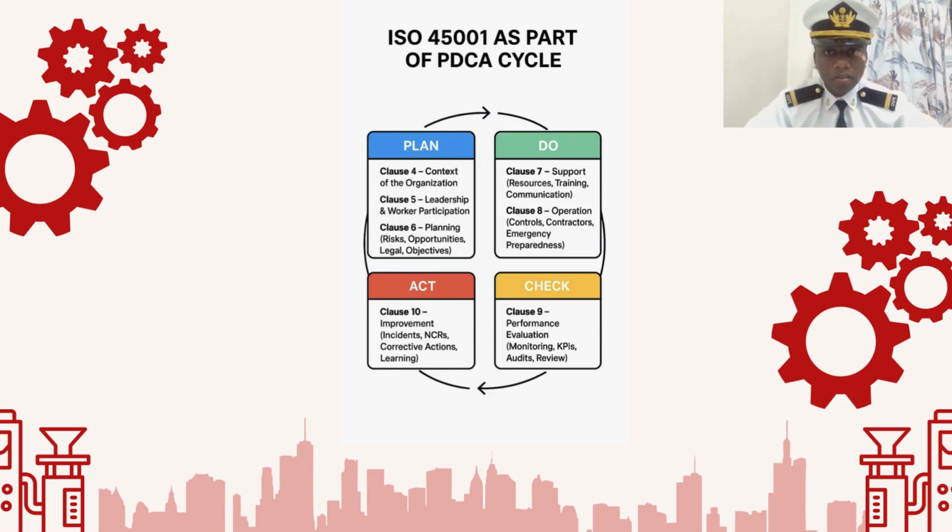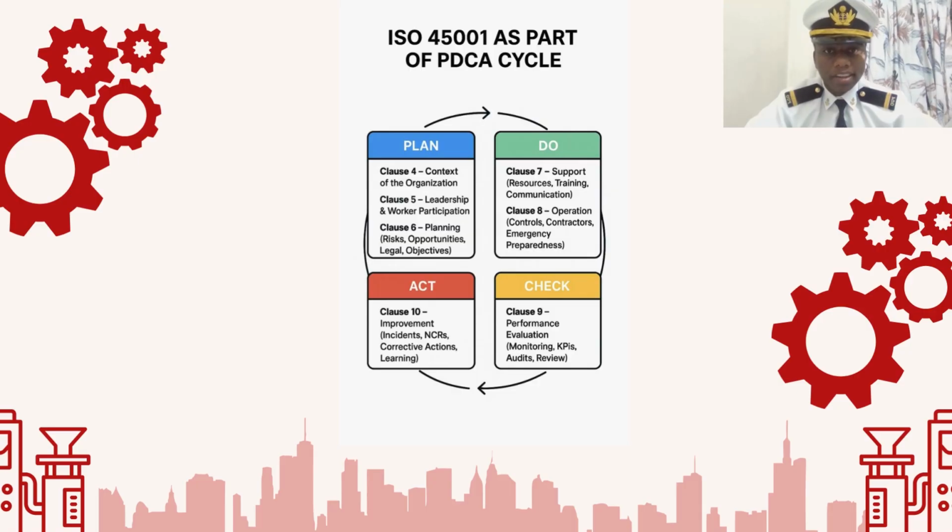Let's break it down. First is plan, the blue box. This is where we set up the system. Clauses 4 and 5 are about understanding the context of the organization and ensuring leadership buy-in. Clause 6 is planning itself, identifying risks, opportunities, and legal objectives.